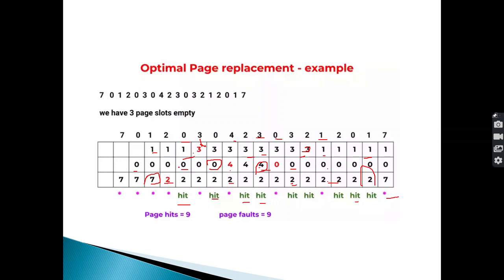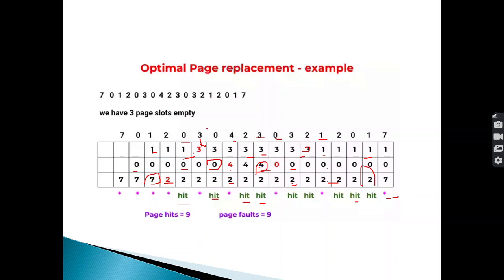So we can count the page hits here. How many page hits here? 1, 2, 3, 4, 5, 6, 7, 8, 9. And page faults 1, 2, 3, 4, 5, 6, 7, 8, 9. So we can finalize the algorithm with page hits as well as the page faults here.